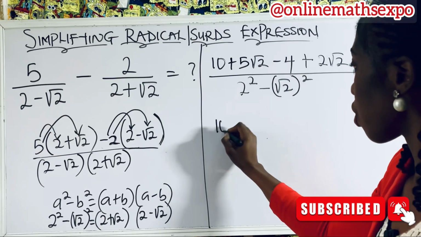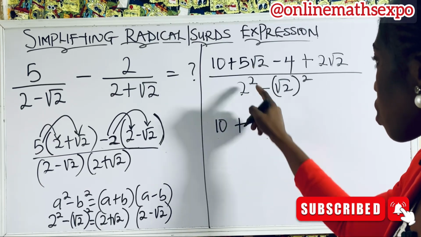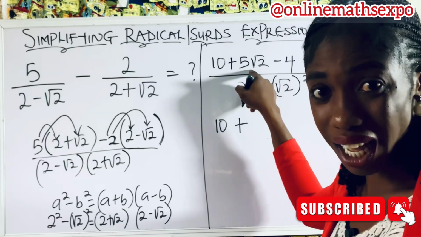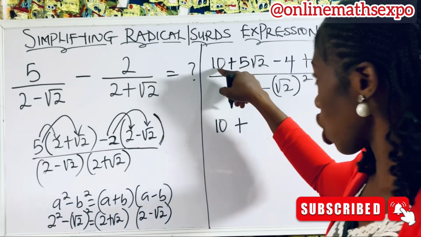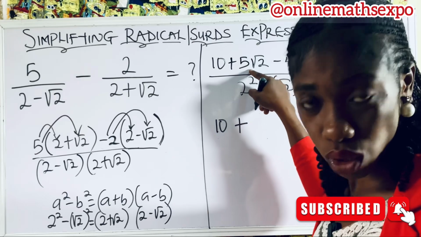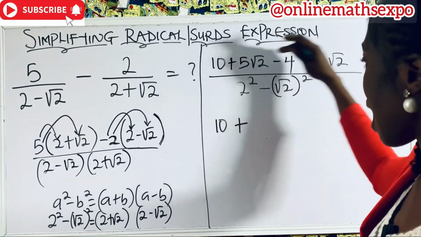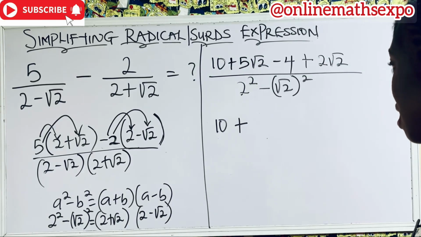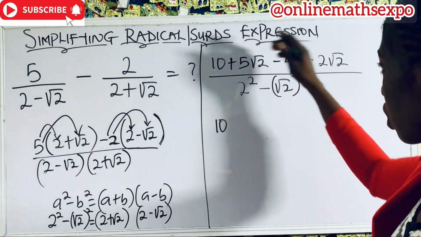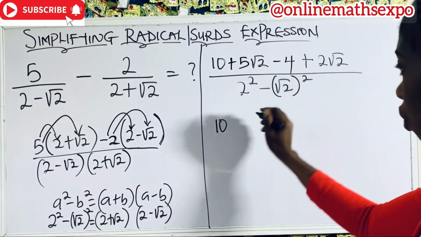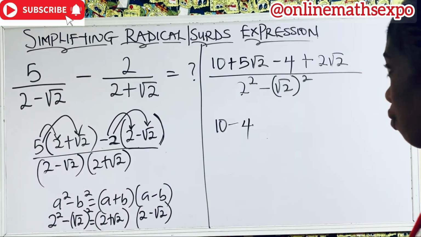This is going to give us 10 plus, remember you cannot add these two. They are not the same, they are unlike. This is a constant, this is a radical. So you don't add them. Please be careful, okay? So you are going to collect like terms. Which ones are like here? From the numerator, the ones that are the same terms are 10 and negative 4. So we're going to have 10 minus 4.